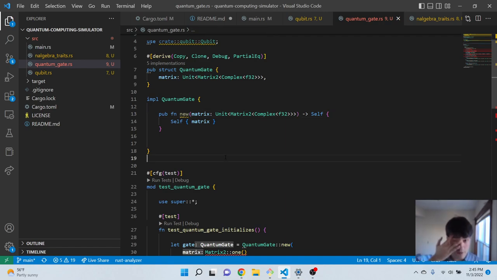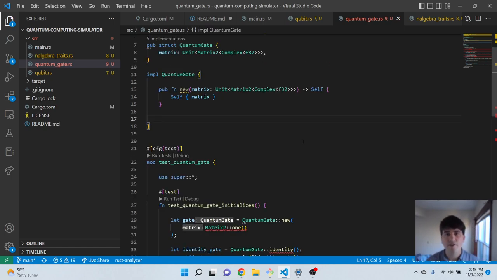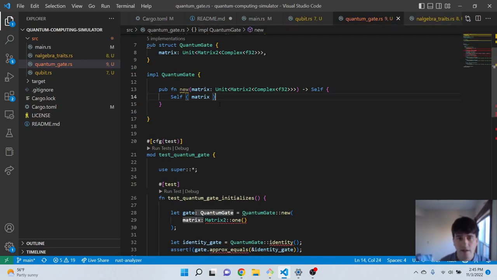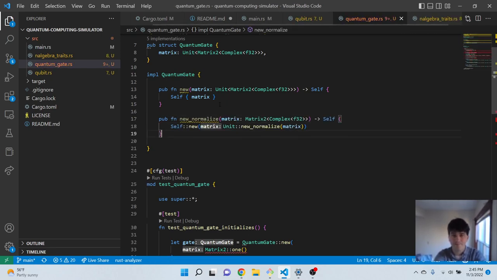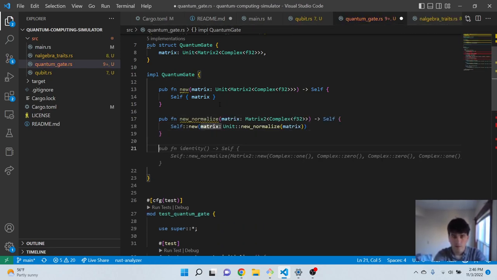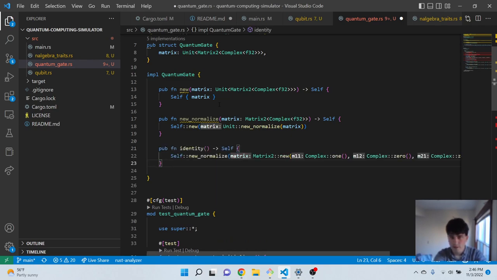And that property in a matrix is called unitarity. You can interpret it in reality as the quantum state has to always, you have to be able to find your particle or whatever somewhere. Right, so you can't end up with more than 100% probability or less than 100% probability at the end of the day. So it's got to be unitary. So we will actually do a new normalize. And we will do identity.